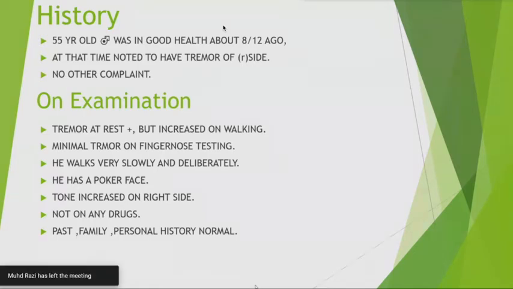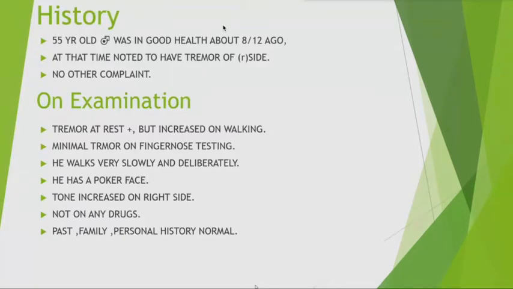So this particular patient was having rest tremor, and then minimal tremor on finger nose testing. So that also can happen in a person with rest tremor. Then he has a poker face. He walks very slowly and deliberately. So what does it mean?